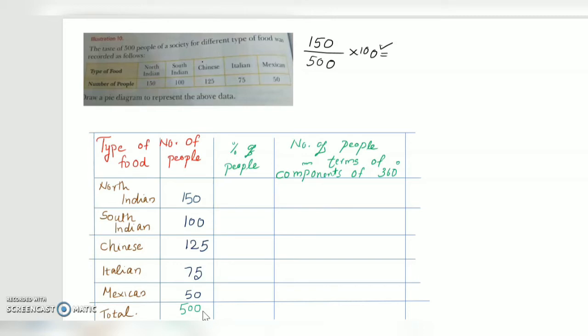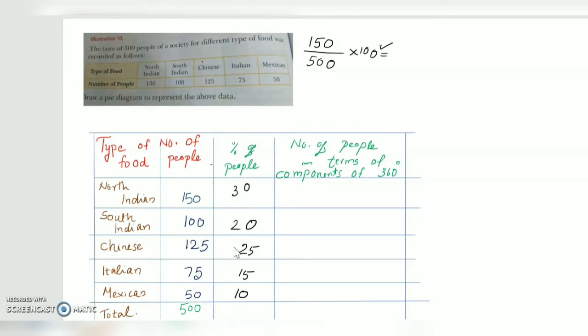What is the percentage value? If you do this, you will get 30, so I am writing 30 here. With the same formula we can find the percentage of all these values. Here 100 divided by 500 into 100, then you will get 20. Again 125 divided by 500 into 100, converting into percentage values, you will get 25. And here 75 divided by 500 into 100 is 15. And here you will get 10.